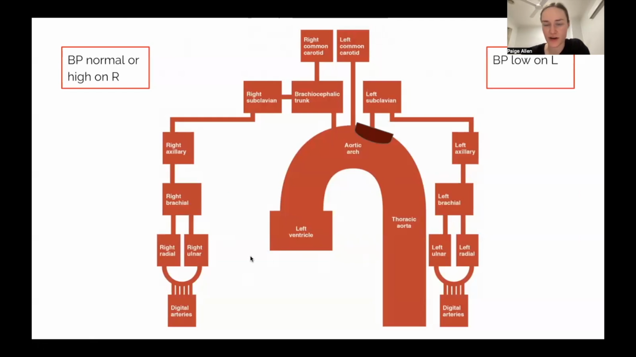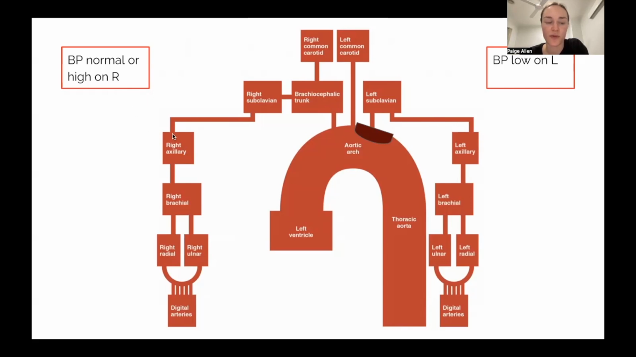All right, so here's my diagram for why you get that change in blood pressure between right and left when you have a dissection. So say, for example, the dissection is this dark red bit here. We know that your blood comes up through the left ventricle and the aortic arch, and it's going to go out to supply the right arm first because you can get that blood flow through the brachiocephalic trunk before it goes out to the left subclavian, which supplies your left side.